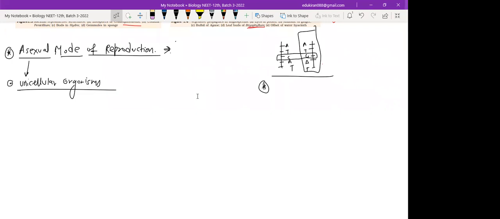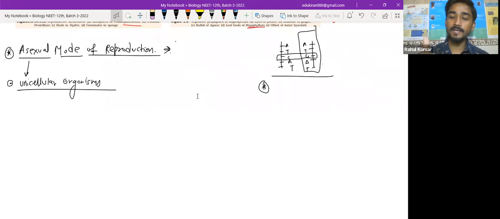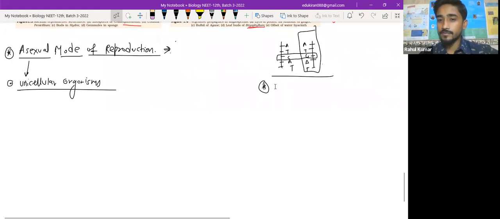Yes, sir. That variation can come from mutation. That variation can come from something called horizontal gene transfer, HGT, horizontal gene transfer. Write this one thing down.